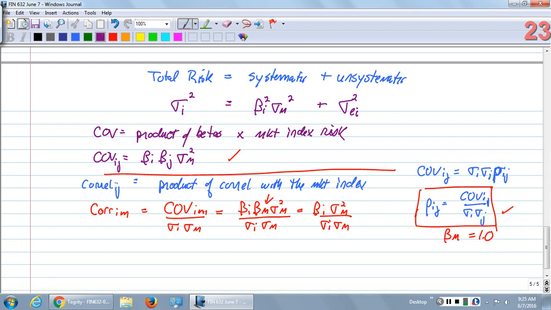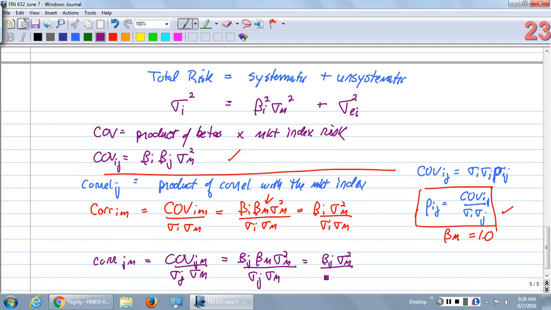Alright, let's do the same thing. The correlation between asset J and the market will equal the covariance of J with the market over sigma J sigma m. Beta J, beta market, variance of the market, sigma J sigma m. Again, because the beta of the market is 1, we can write beta J sigma squared m over sigma J sigma m.